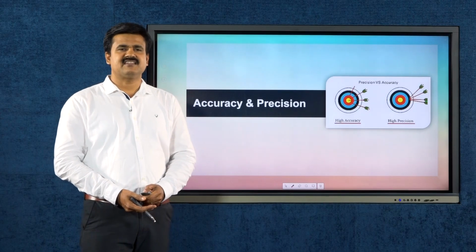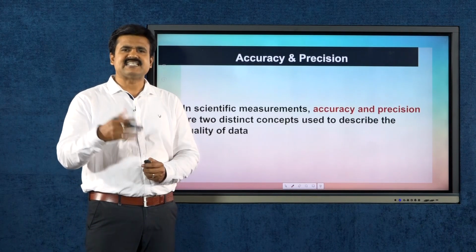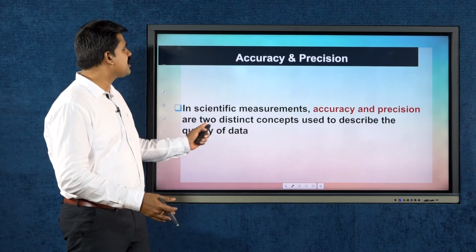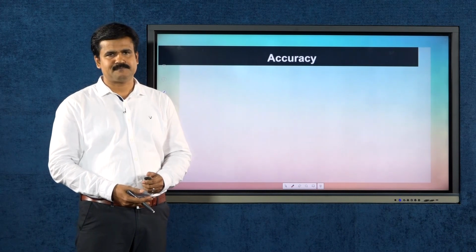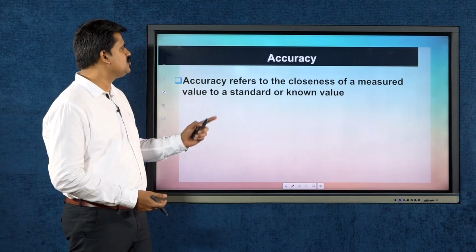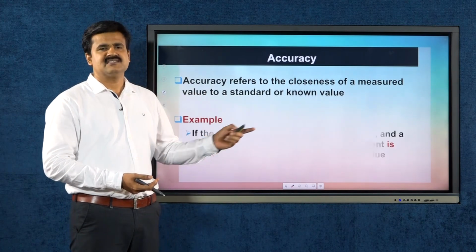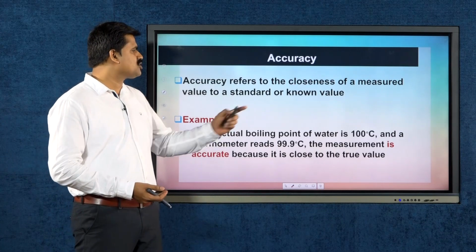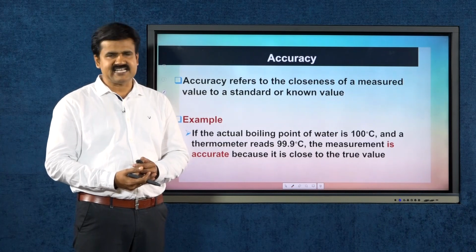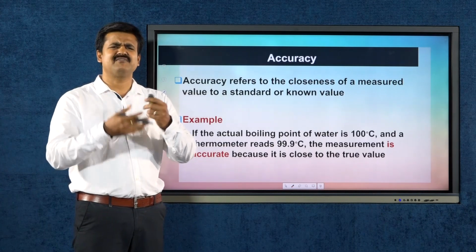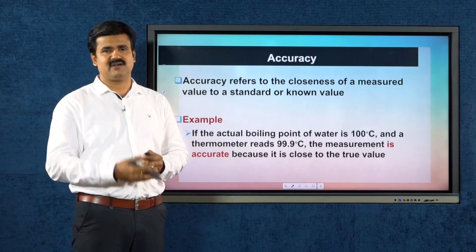Now we are considering another area, that is accuracy and precision. In scientific measurements, accuracy and precision are two distinct concepts used to describe the quality of data. Accuracy refers to the closeness of a measured value to a standard or known value. If the actual boiling point of water is 100 degrees Celsius and a measurement gives a value of 99.9 degrees Celsius, you can say that these two values are very close. Hence, you can call it an accurate measurement since it is very close to the true value.